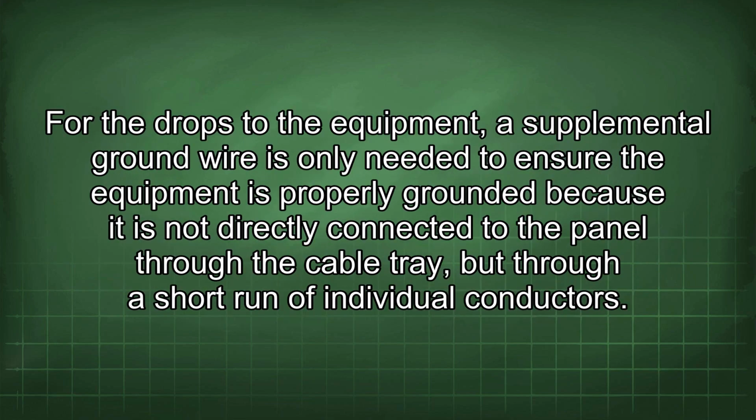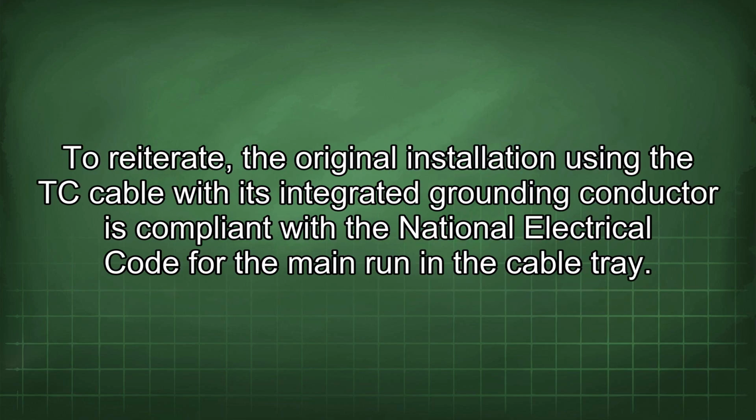For the drops to the equipment, a supplemental ground wire is only needed to ensure the equipment is properly grounded because it is not directly connected to the panel through the cable tray, but through a short run of individual conductors. To reiterate, the original installation using the TC cable with its integrated grounding conductor is compliant with the National Electrical Code for the main run in the cable tray.